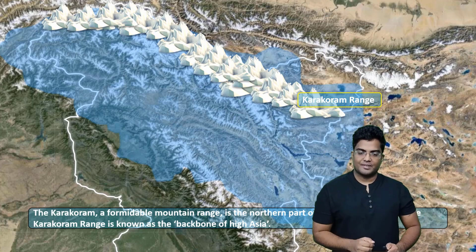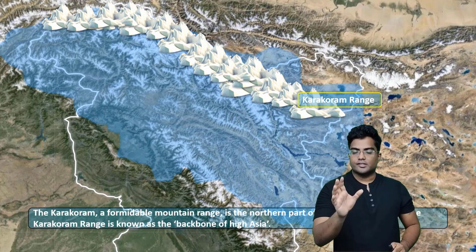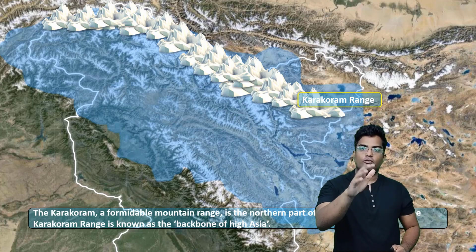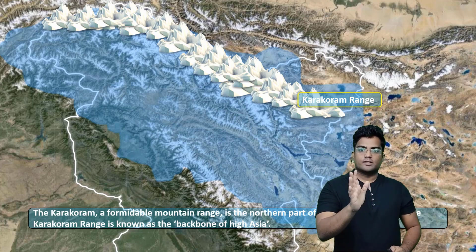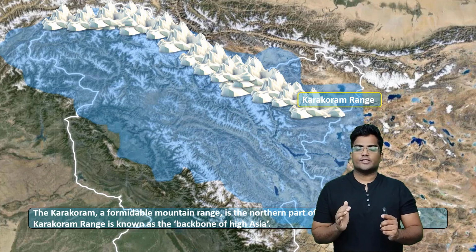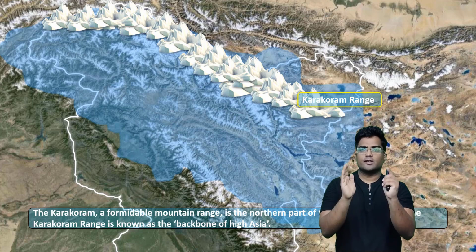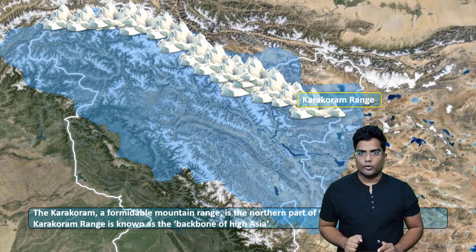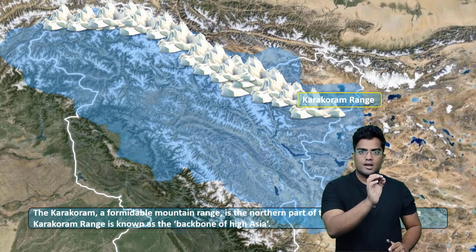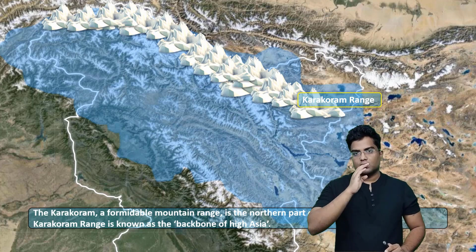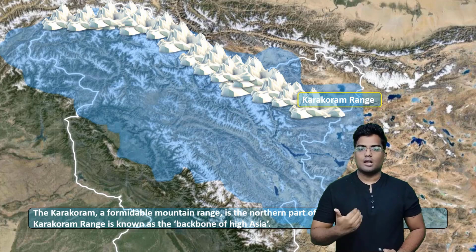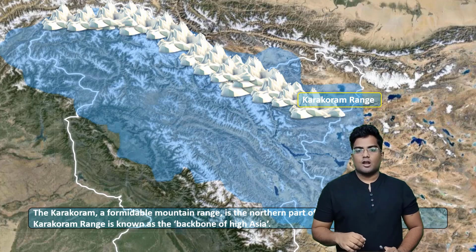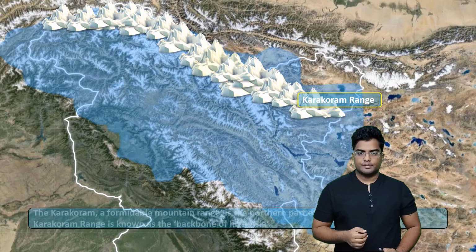How awesome is that? Now, the Karakoram range is also known as the backbone of High Asia. We won't discuss why it is called the backbone of High Asia. Just understand it's known as the backbone of High Asia. That's all. Done. That's a nomenclature or name given to the Karakoram range. Moving on. Now, we should understand a few more things.